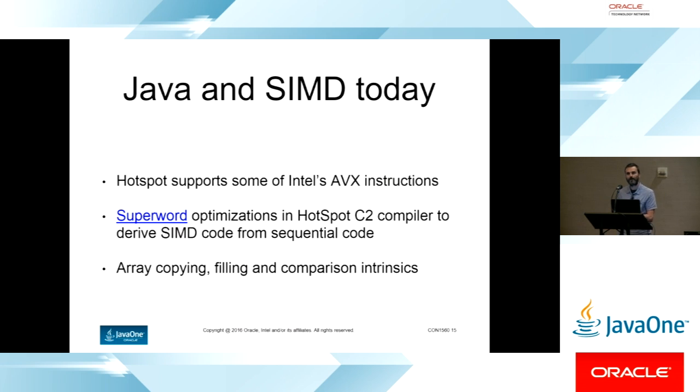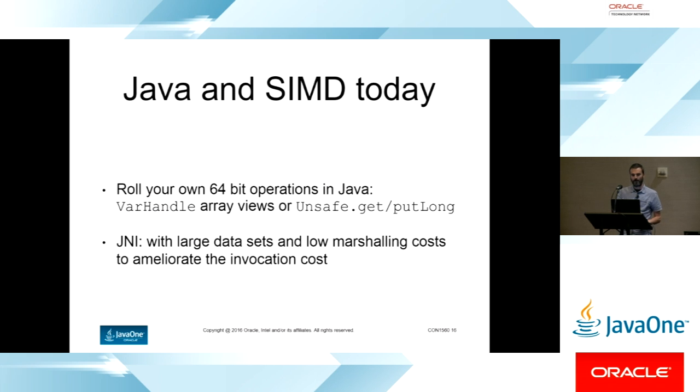That's important because people were previously using a class called sun.misc.Unsafe for that, and that didn't work on all platforms. A little more on that today. So what do people do? They roll their own. Some people roll their own today with 64-bit operations. You can use something called the VarHandle array views, which I talked about in previous JVMLS sessions and a little bit at JavaOne last year. Or you can use Unsafe get and put long.